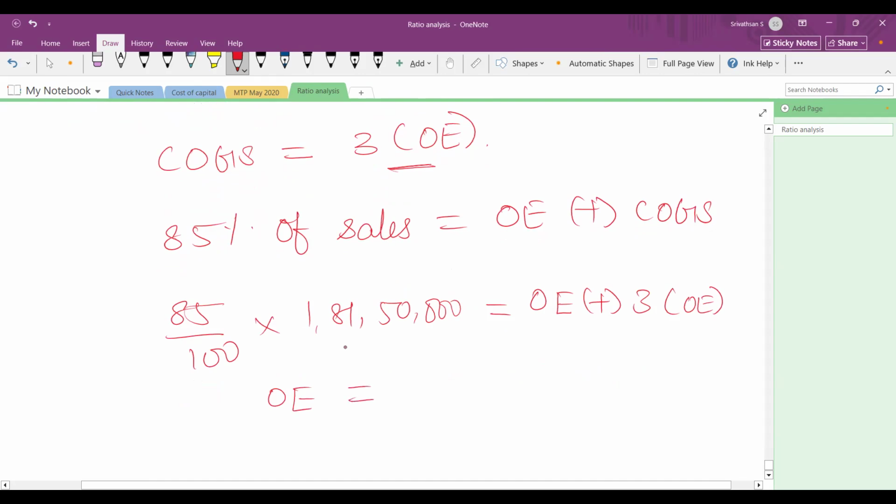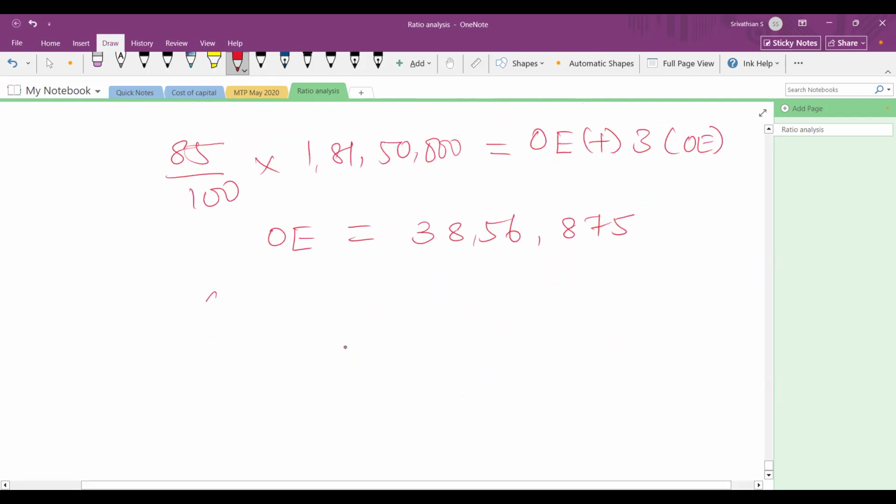So what is operating expenses? Operating expenses is 38 lakh 87,500. Now COGS is 3 times operating expenses. So what is COGS? 1 crore. Is this a big number? No. Correct. Oh, this is 38 lakhs, so 1 crore 16 lakhs. Okay, makes sense.